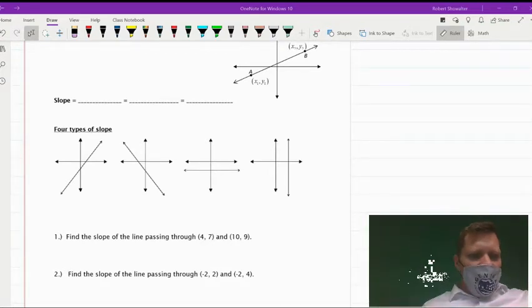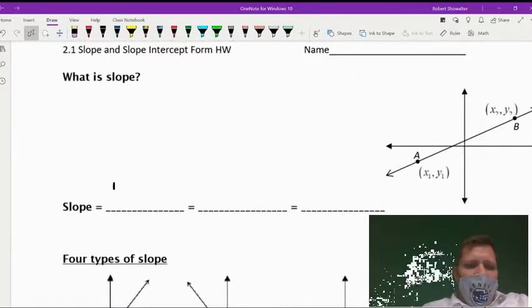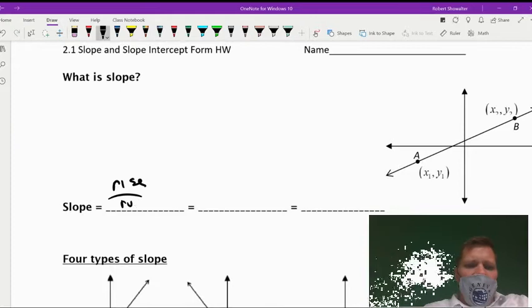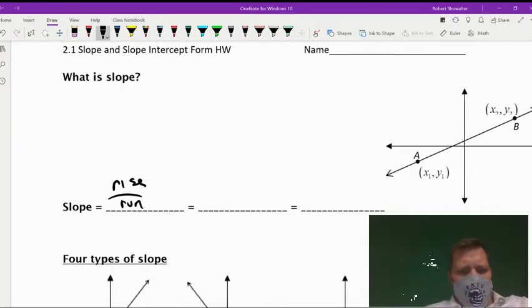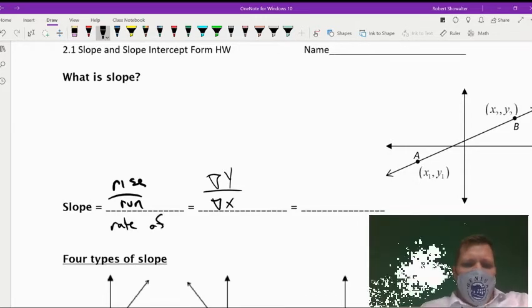Let's crank this out. We're talking about slope. Slope, if you remember, is called the rise over the run. It's also called the change in y over the change in x. It's also called the rate of change.